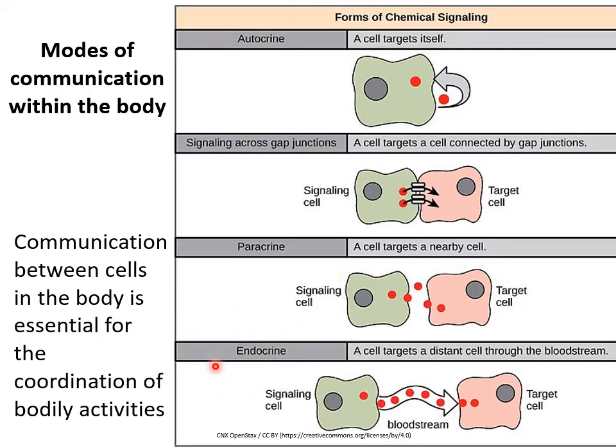Finally, there's endocrine signaling. Endocrine signaling is the topic of this unit, where cells in a gland secrete a chemical signal that travels through the bloodstream and activates a very remote target cell, perhaps at the opposite end of the body.